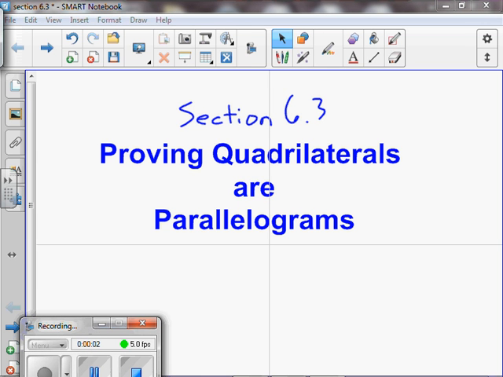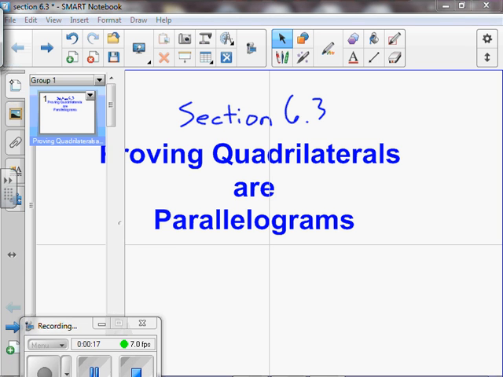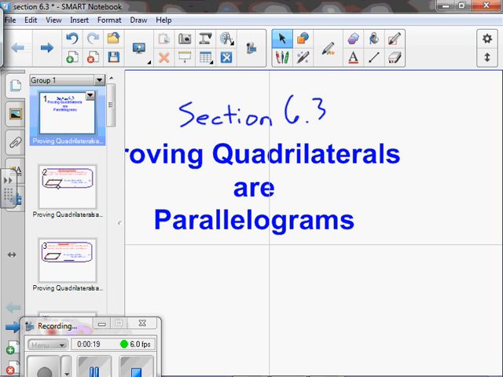Okay, hi everybody. We are going to talk about two sections tonight. The first one is section 6.3, proving quadrilaterals are parallelograms. And we're going to try to do these as quickly as possible because it's not really all that tough in the end. Okay? So, let's get right into it with a new theorem.